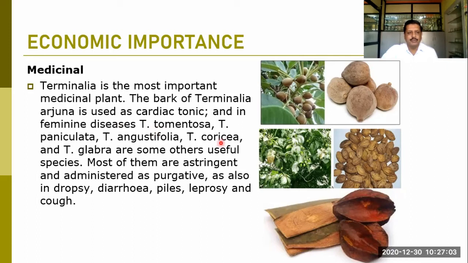Then Terminalia tomentosa, Terminalia paniculata, Terminalia angustifolia, Terminalia coriacea, and Terminalia glabra are some of the other useful species from the genus Terminalia, which may be used for the purpose of medicine. Most of them are astringent and administered as a purgative, and also in dropsy, diarrhea, piles, leprosy, and cough.